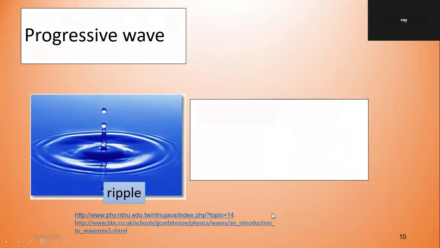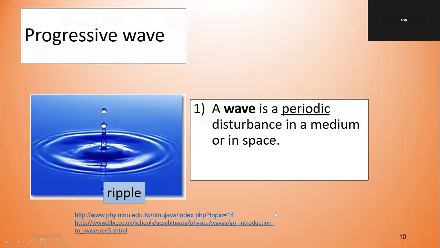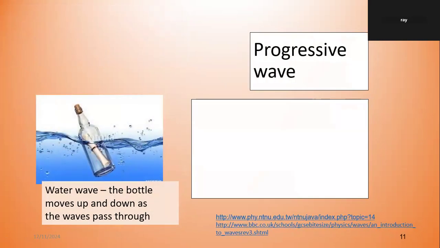Okay, progressive wave. A wave is a periodic disturbance in a medium or in space. Periodic means it keeps on happening after a certain time. The disturbance repeats itself after a certain time. If you look at the bottle, as the wave moves along, the bottle doesn't move along, but it moves up and down. We call it oscillation or simple harmonic motion.